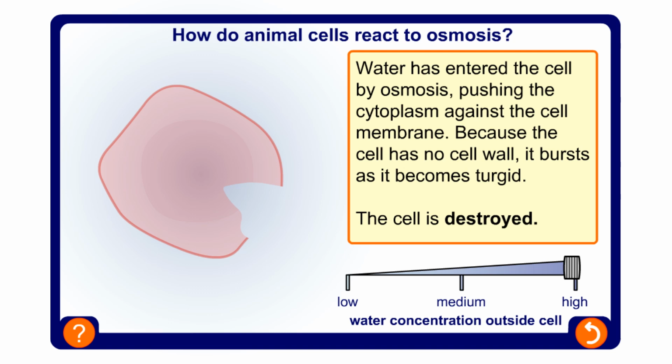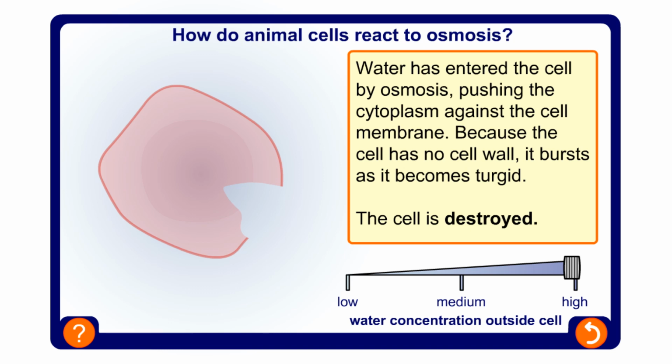So if that was plant cells, let's have a look at animal cells. So this is an animal cell, this is a red blood cell, equal concentration of water inside and out at this point. So we go down to a lower concentration and you can see what happens is water has left the cell and it has shrunk. There's a word here, crenated, but we don't really talk about that in the course, so the cell has shrunk.